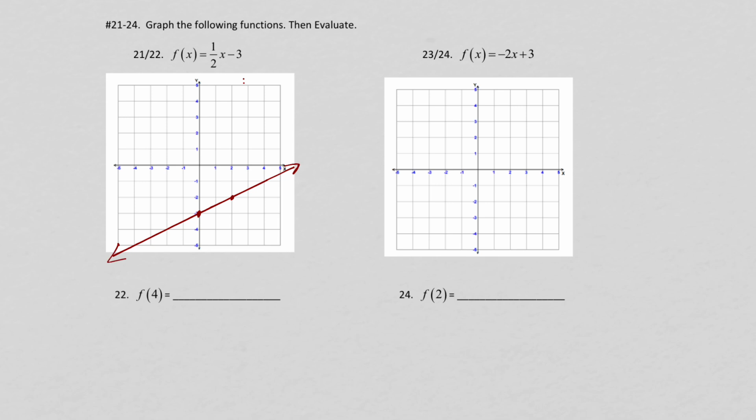And then it asks for f of 4. Well, the ordered pair with an x value of 4 is here, and the corresponding y value is negative 1. So this has a negative 1 y value. So this is equal to negative 1.